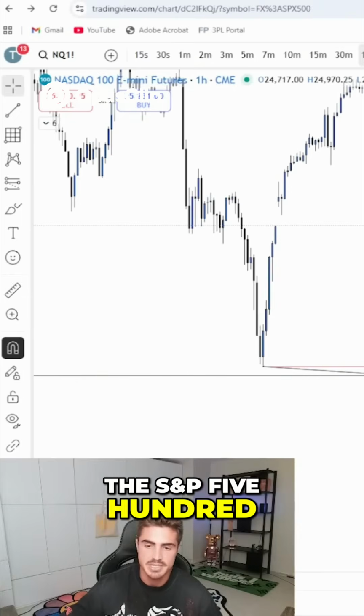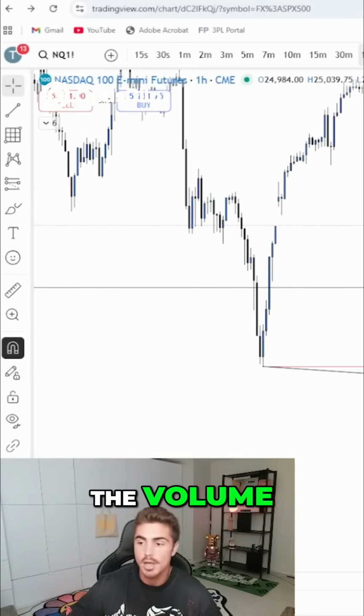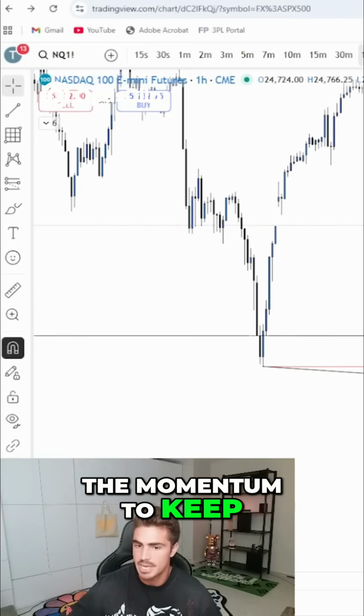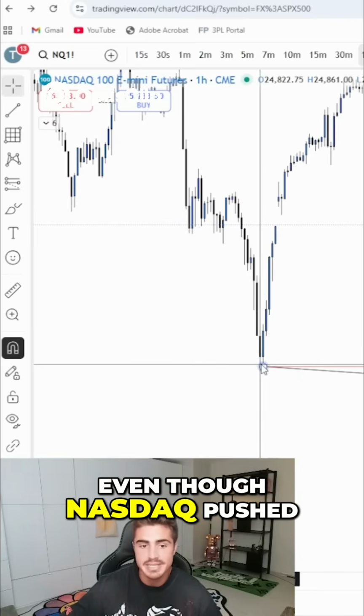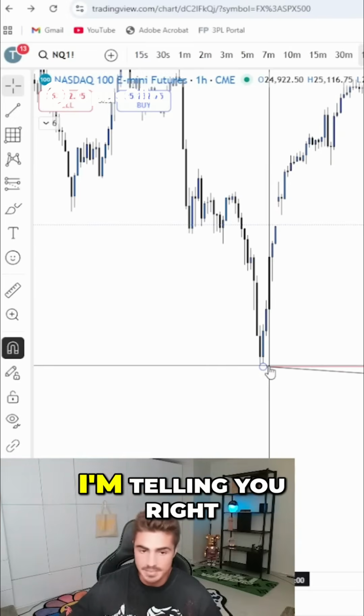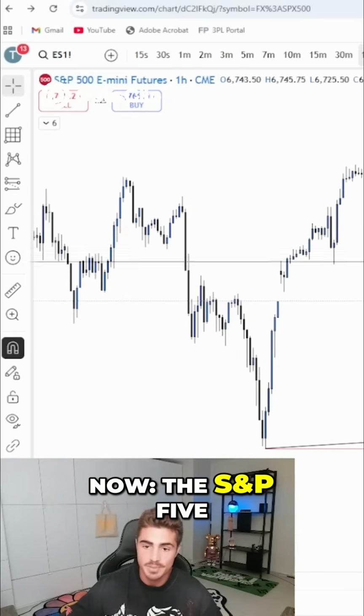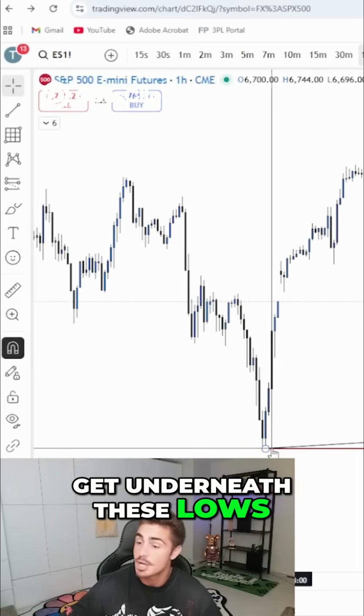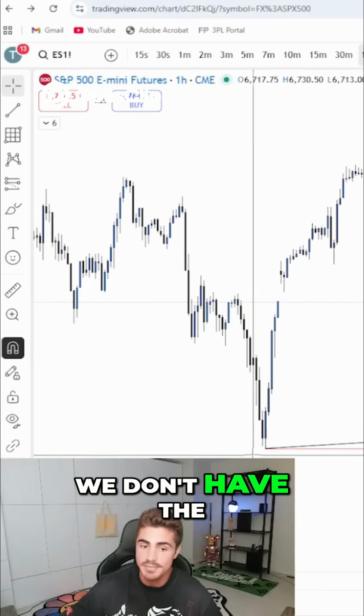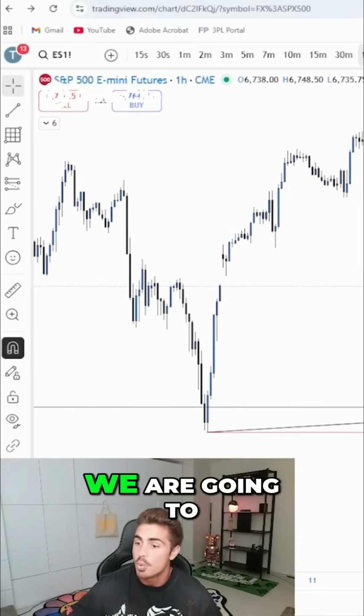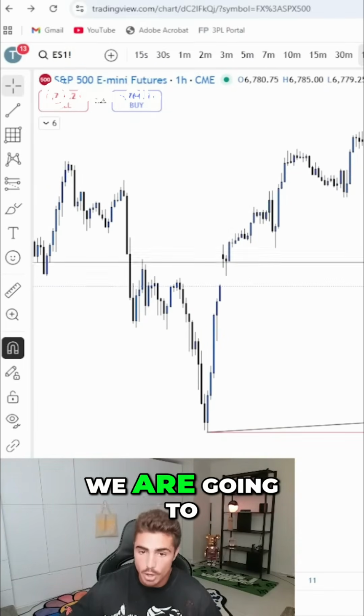The S&P 500 is saying, hey, we do not have the volume, we do not have the momentum to keep going lower. Even though NASDAQ pushed underneath these lows, I'm telling you right now, the S&P 500 wasn't able to get underneath these lows. We don't have the momentum. We don't have the orders to push underneath these lows. We are going to get a relief rally. We are going to push higher.